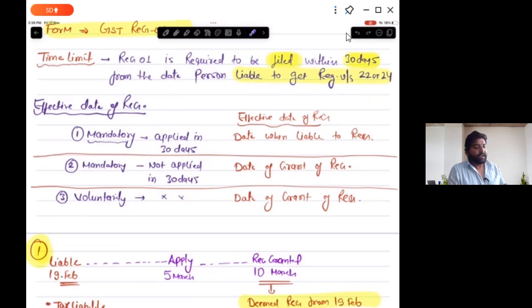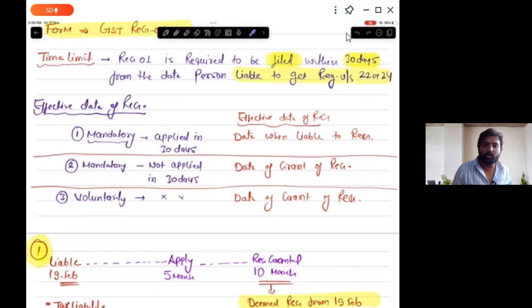And that's why if you are applying within 30 days, you will be registered from the date you are liable to get registered. But if because of any reason I can't apply within 30 days, then my registration will be granted from the date of grant of registration. So it is not that good. No, it's not good. You know why? Because you are liable to pay GST from back date and you are getting registered from this date. So that is very difficult because you need to pay tax from your own pocket.